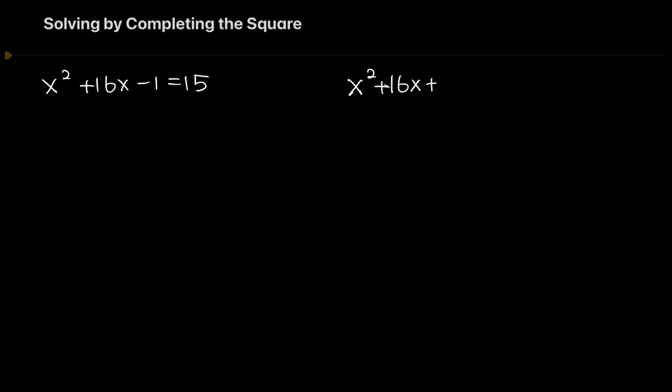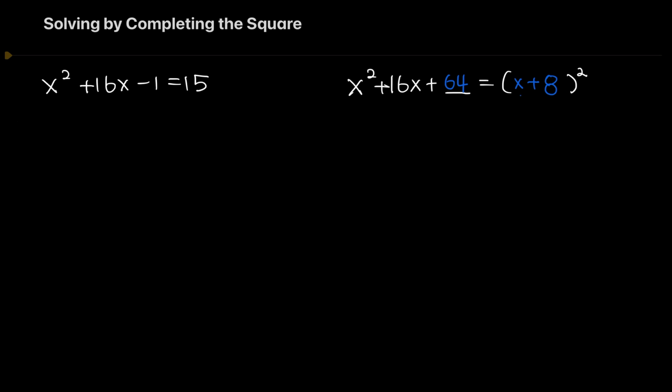Plus blank equals binomial square. You should be able to fill this out on your own. Divide the 16 by 2, and then you're going to get 8. So that's going to give me x plus 8. And then square the 8, and you're going to have 64 here. This is a special binomial, special multiplication.